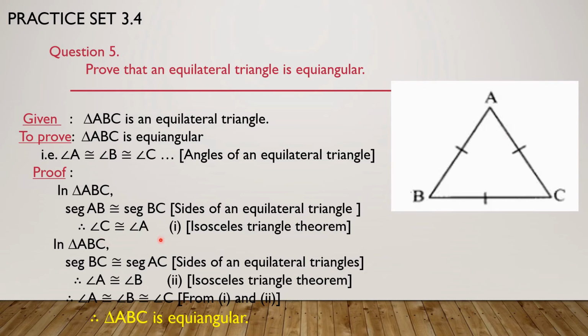And next I am taking in triangle ABC, segment BC congruent to segment AC. That is also because of the sides of an equilateral triangle. Therefore, angle A congruent to angle B, and that is the equation number 2. From equation 1 and 2, angle A congruent to angle B congruent to angle C. Therefore, triangle ABC is equiangular.